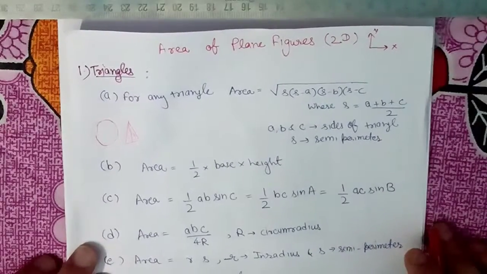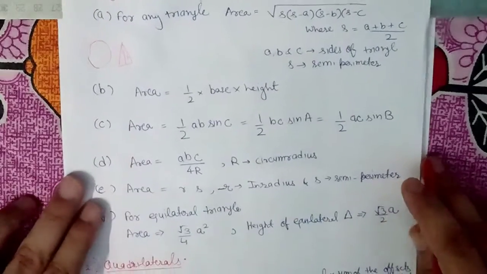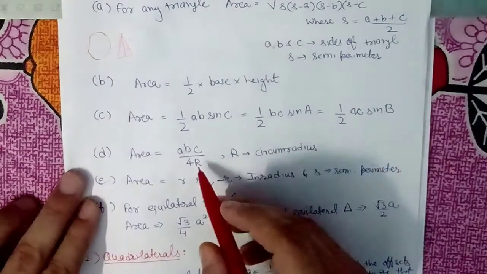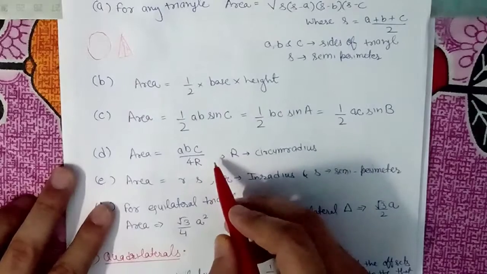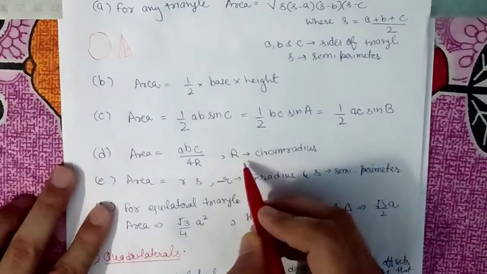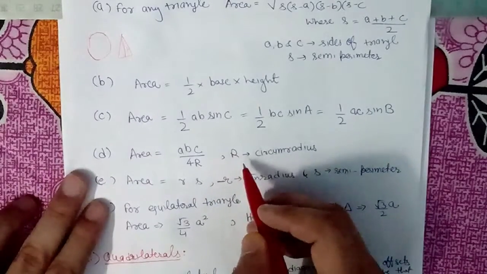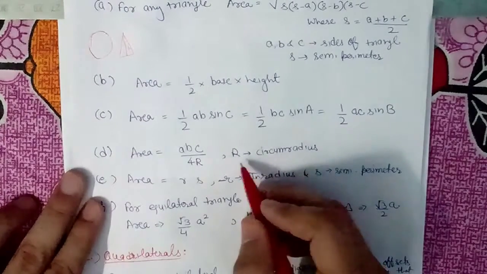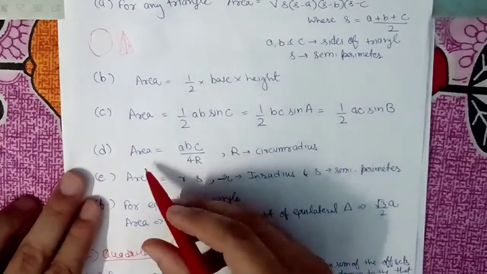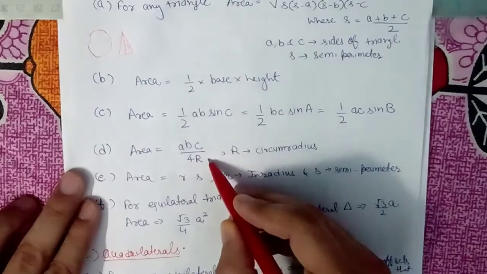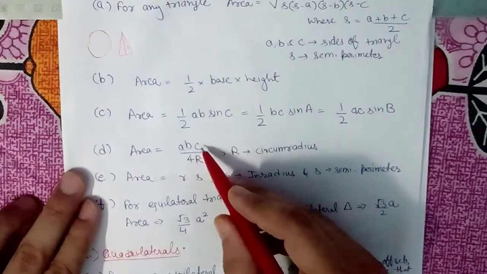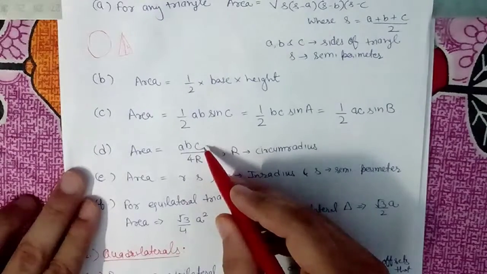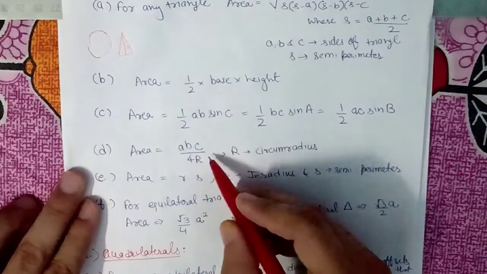We have another formula when the circumradius is given. We have discussed this circumradius in my previous topic, you can go to that to watch what the circumradius is. So the area will be ABC by 4R when the lengths of the sides are given and the circumradius is given, then we will apply this formula.